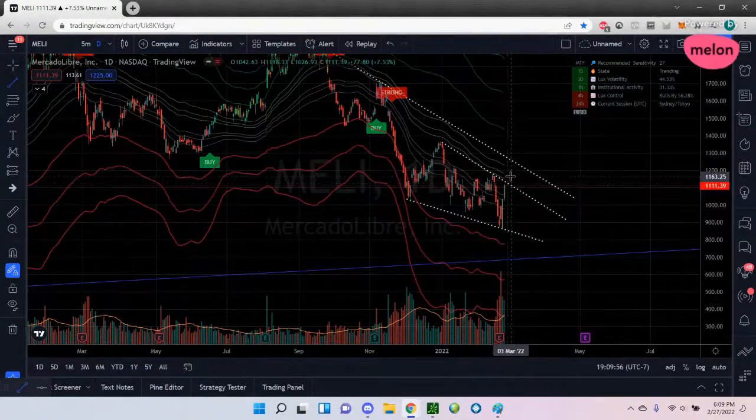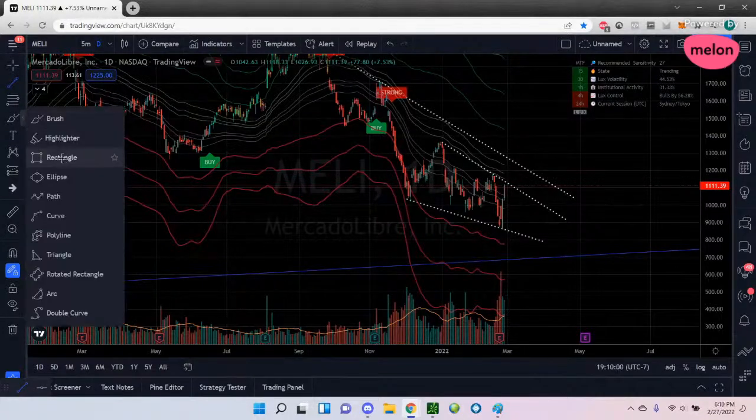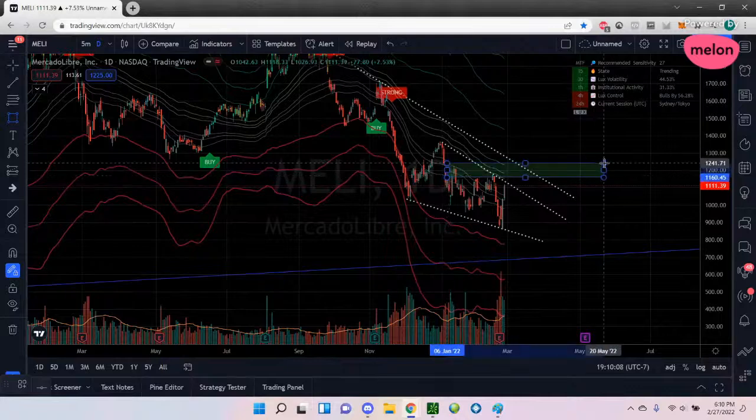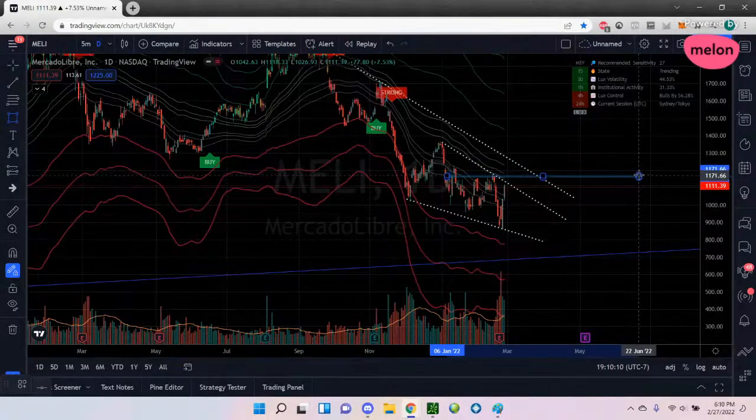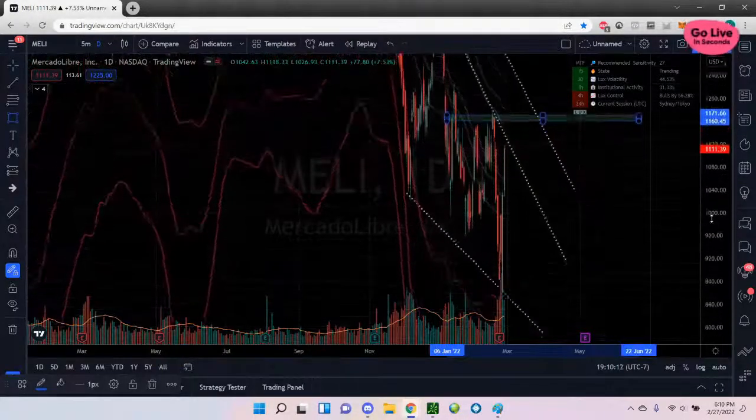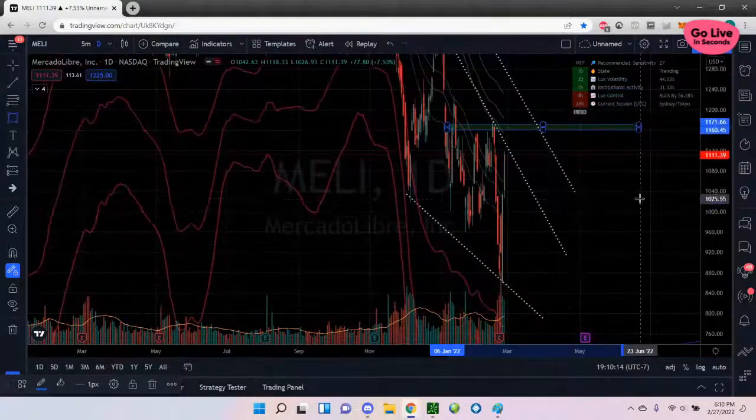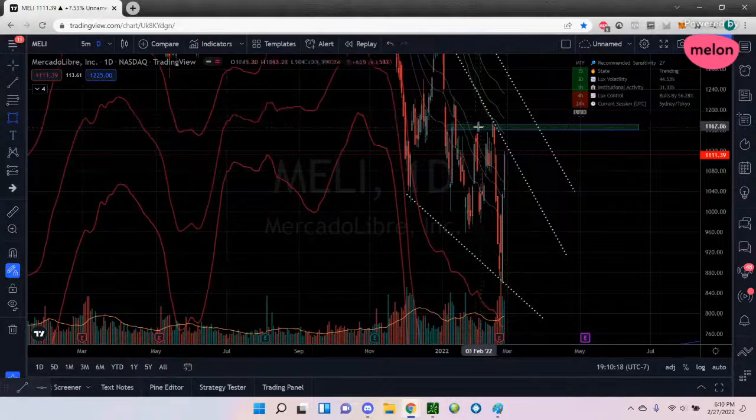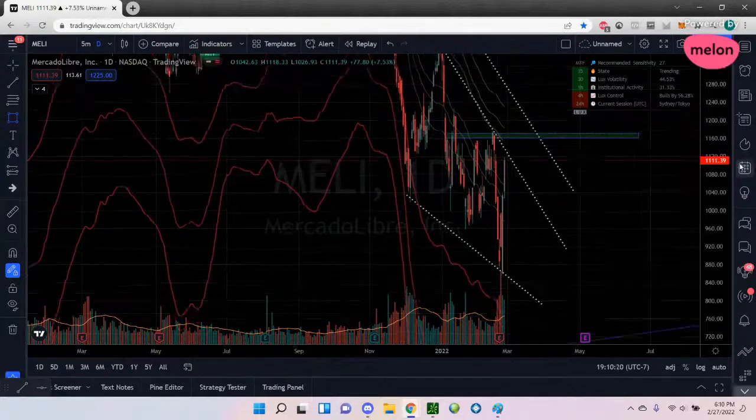But I don't think we would get that big of a breakout because, I mean, what type of box do we have? Let me see here. Yeah. So we have this little zone that we got to be careful for. This right here, we got to watch for this area.